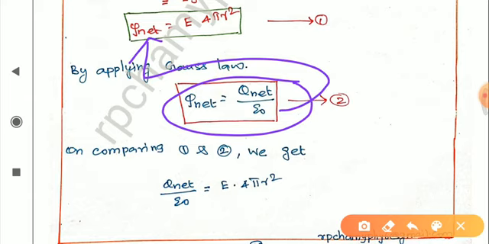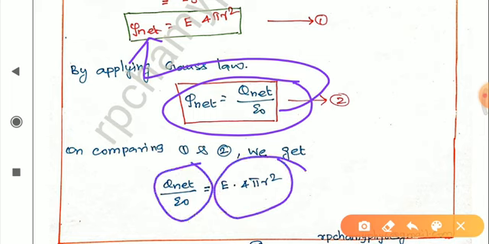Otherwise, we can write, on comparing equation number 1 and 2, in the left hand side, we can replace net flux by net charge divided by epsilon naught, and the right hand side as it is, which is given by E into 4 pi r square. Now, what is our aim? We have to find out the value of the electric field. So 4 pi r square is not needed. It can be brought to the left hand side.